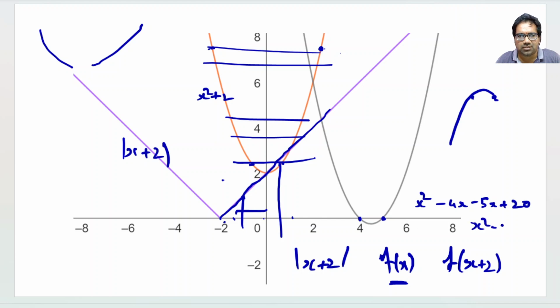x square minus 9x plus 20. So this equation is the same as (x minus 4) into (x minus 5). Here also, clearly we can see that at 4 and 5 the value itself is 0. Y is 0 and x is 4 or 5.